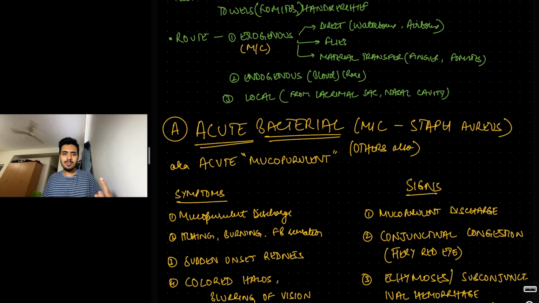Endogenous route of transmission via blood is very, very rare. And one more route of transmission is local. For example, let's say there's a lacrimal sac infection or a nose infection that can spread directly to the conjunctiva. So these are the routes of infection, risk factors, and causative organisms. This is common to almost all.